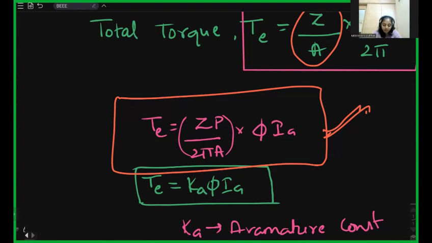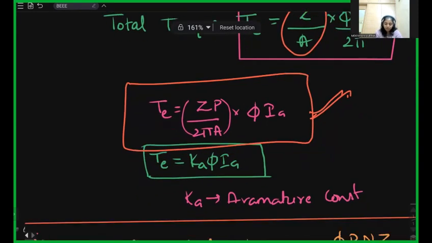So by this, we can say that ZP by 2 pi A can be retained as a constant, which is Ka, and the other two terms are variable terms. So Ka is also known as the armature constant, and phi and Ia are the variable terms.